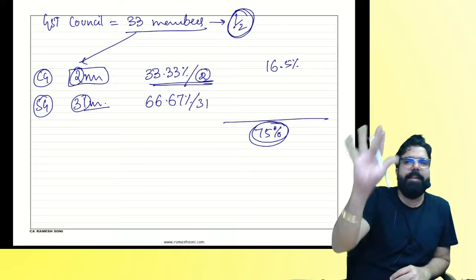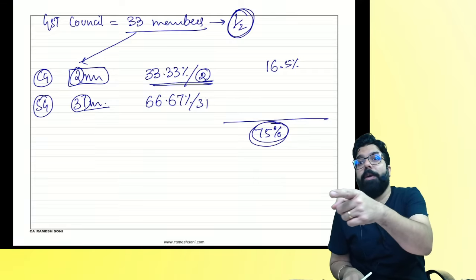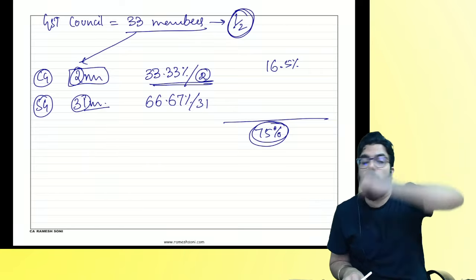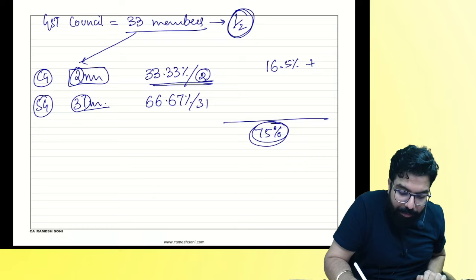16.5% approximately casted in favor. Another union member, who is there? Union member of state. Correct everyone. He told, I also agree. How much casted in favor?